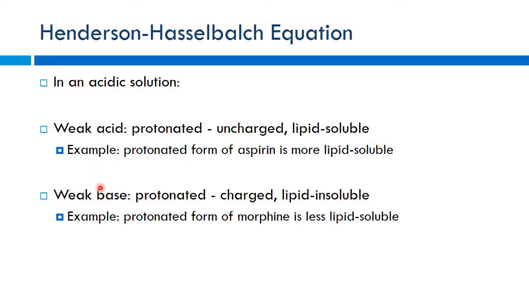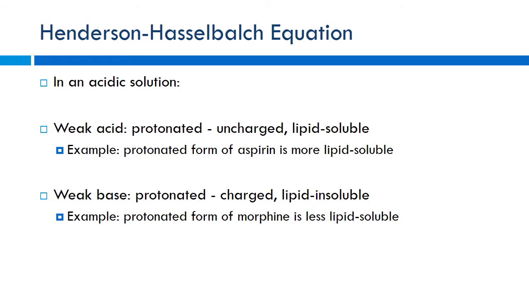Versus if you're looking at something like a weak base, they're going to be protonated. It's going to be in a charged, lipid insoluble state. So something like morphine. Morphine is a weak base. It's going to be in a protonated state, which means in the stomach it would have very poor lipid solubility. It would not be able to get absorbed very well.